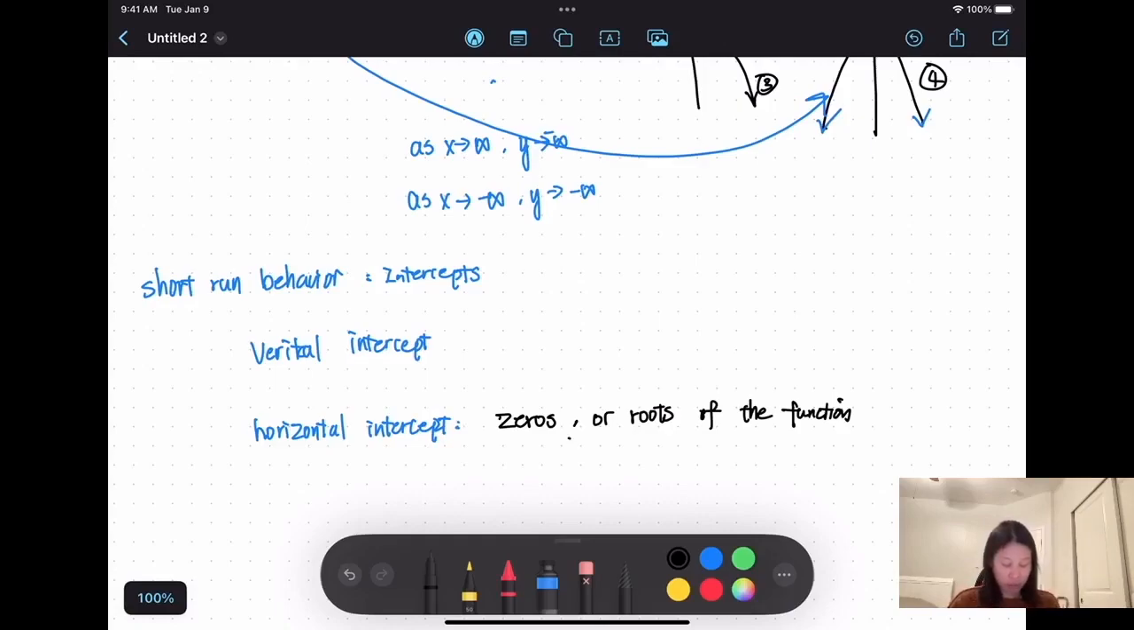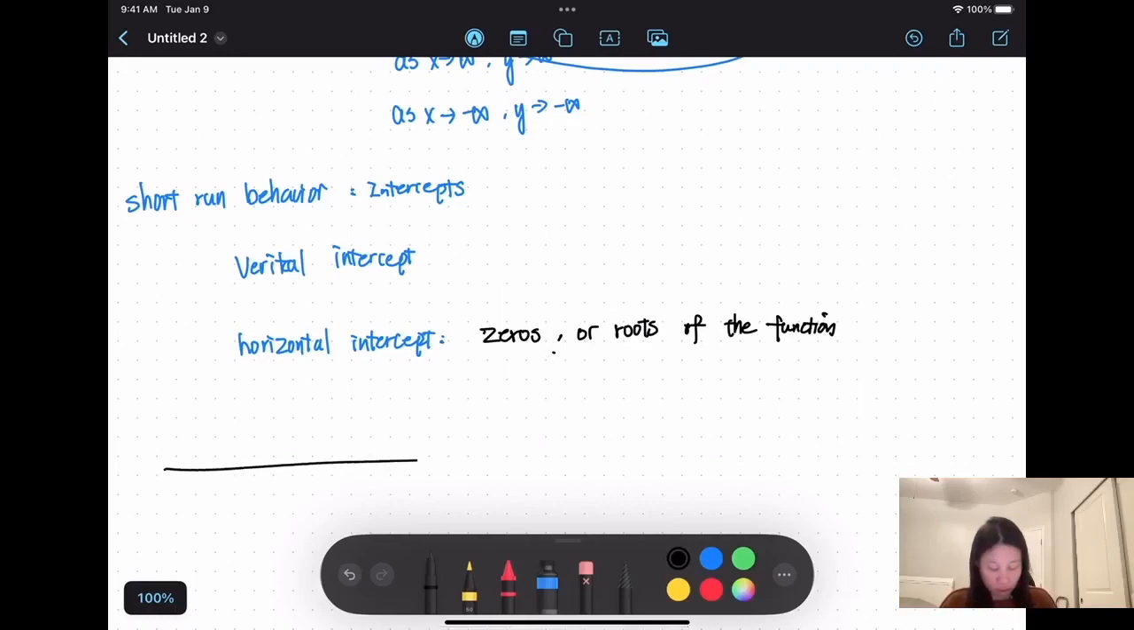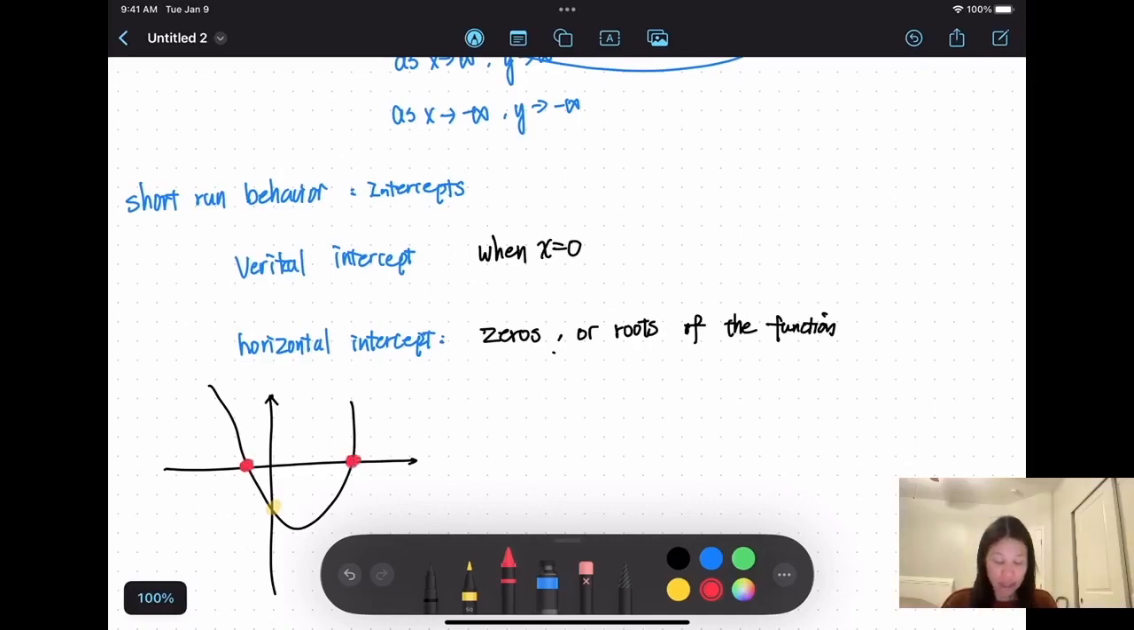So let's get back to the graph. On the graph, remember last time when we talked about the quadratic function, what is a vertical intercept? A vertical intercept is when the function intercepts with the y-axis. When they intercept with the y-axis, then x equals 0. But what about the horizontal intercept? Horizontal intercept is when the function intercepts with the x-axis. So that means when y equals 0, we have our horizontal intercept.